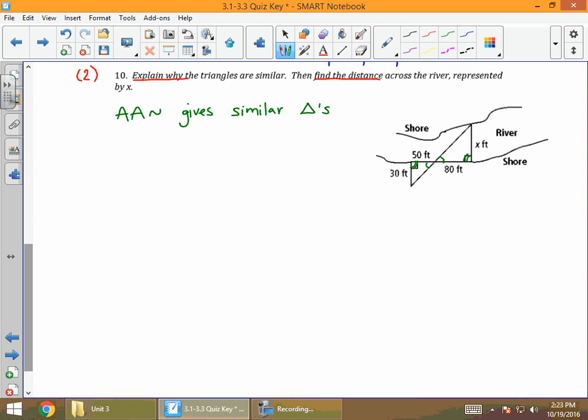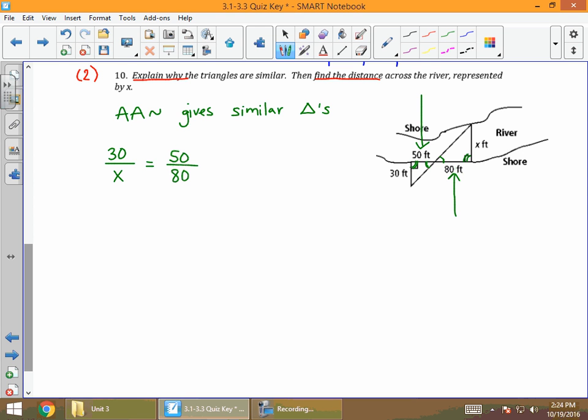Then I need to find the distance. So set up my proportion. My left triangle is 30 and 50. If I think about where my 50 is located, look here, 50 is located between the right angle and the vertical angle. So in my other triangle, the side between the right angle and the vertical angle is right here. So the 50 and the 80 must be paired up together. So 50 and 80, which means 30 and x should be paired together.